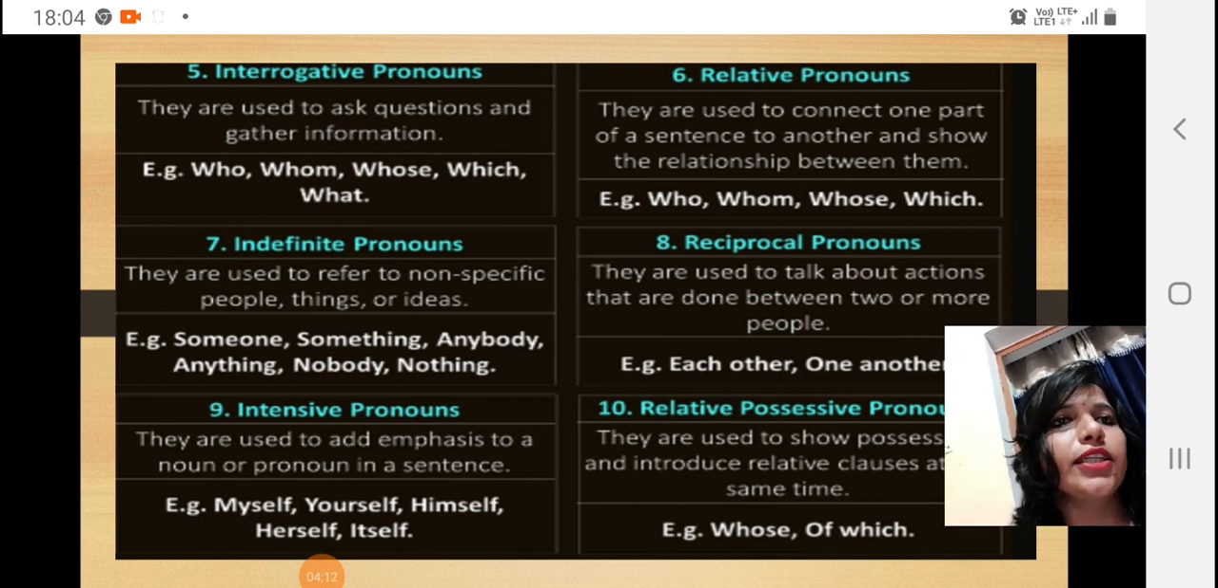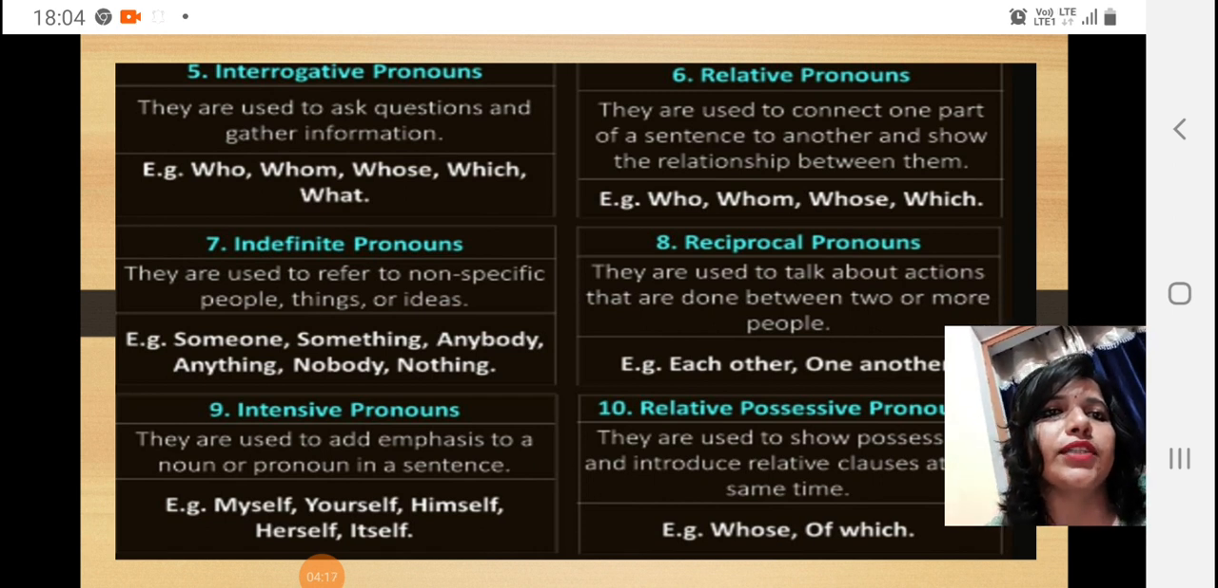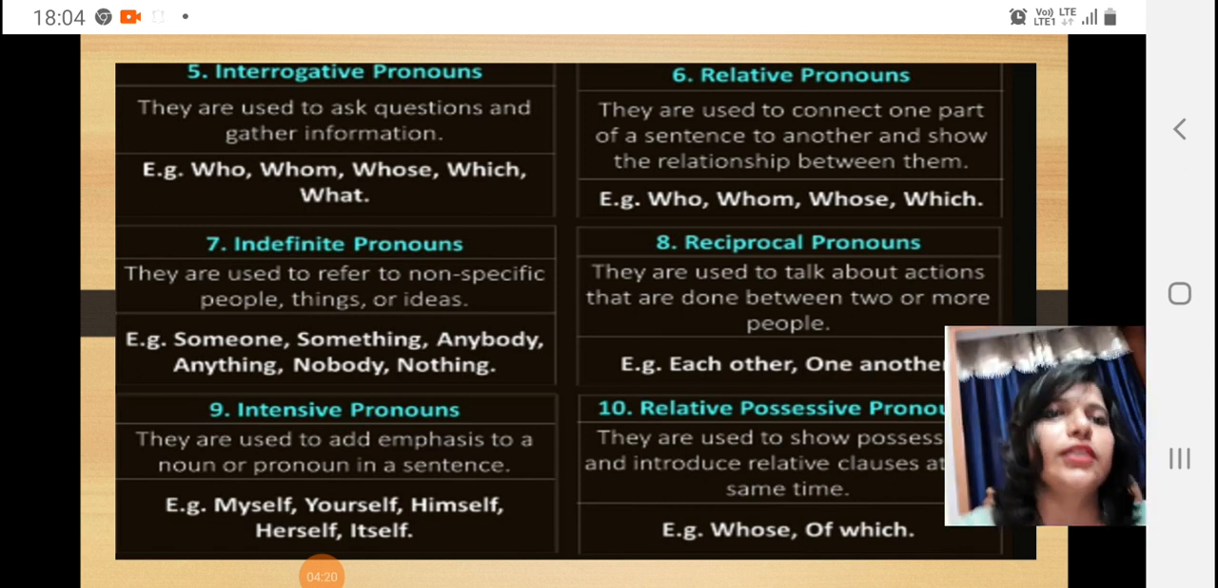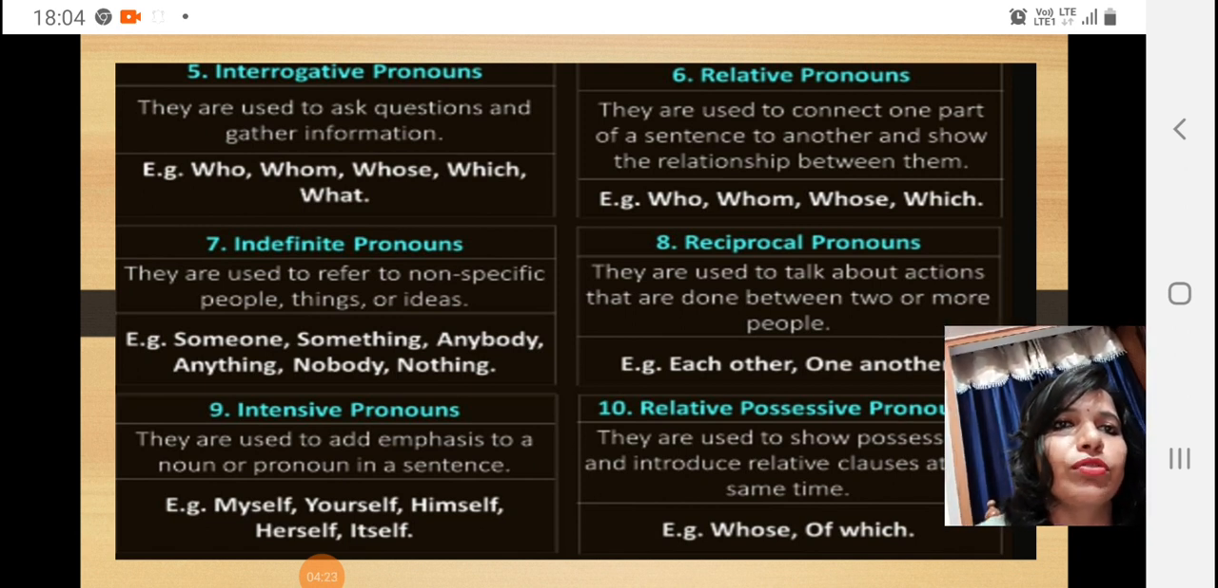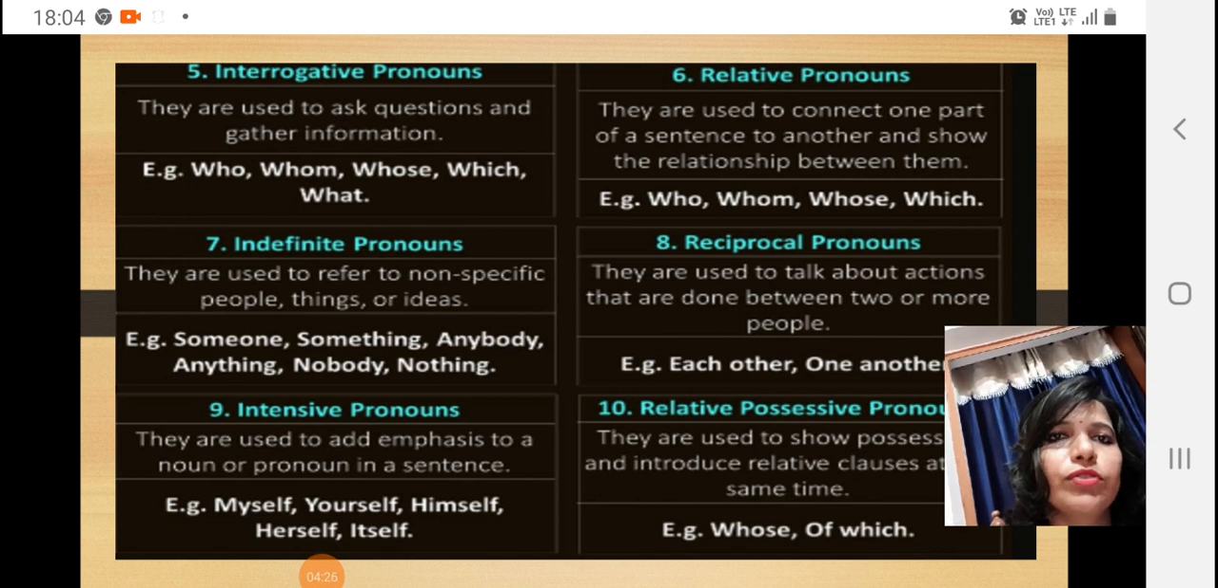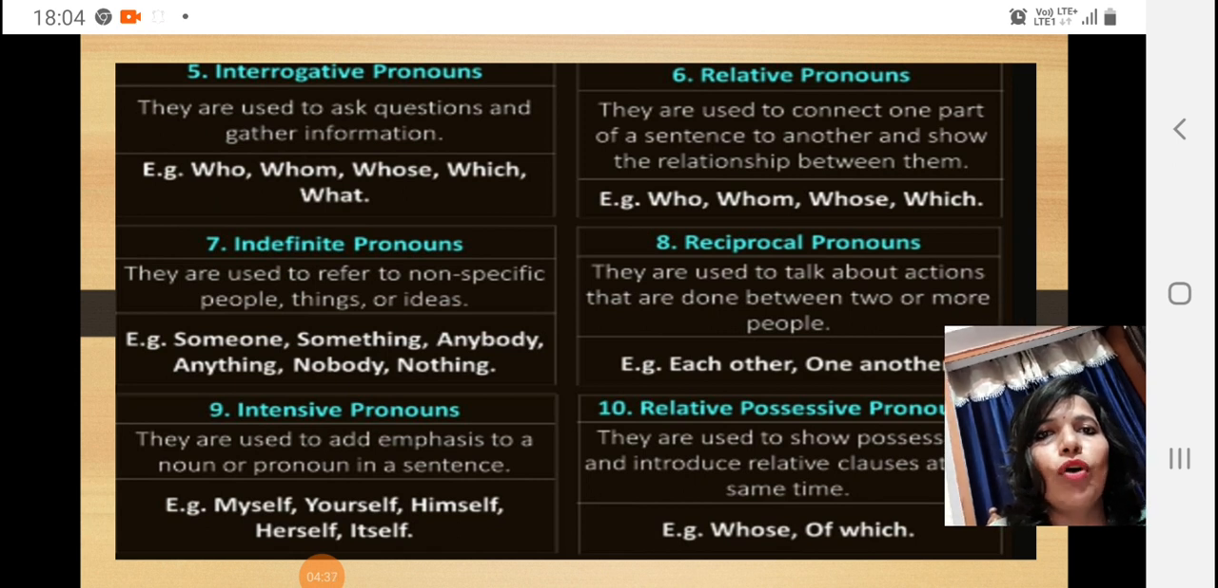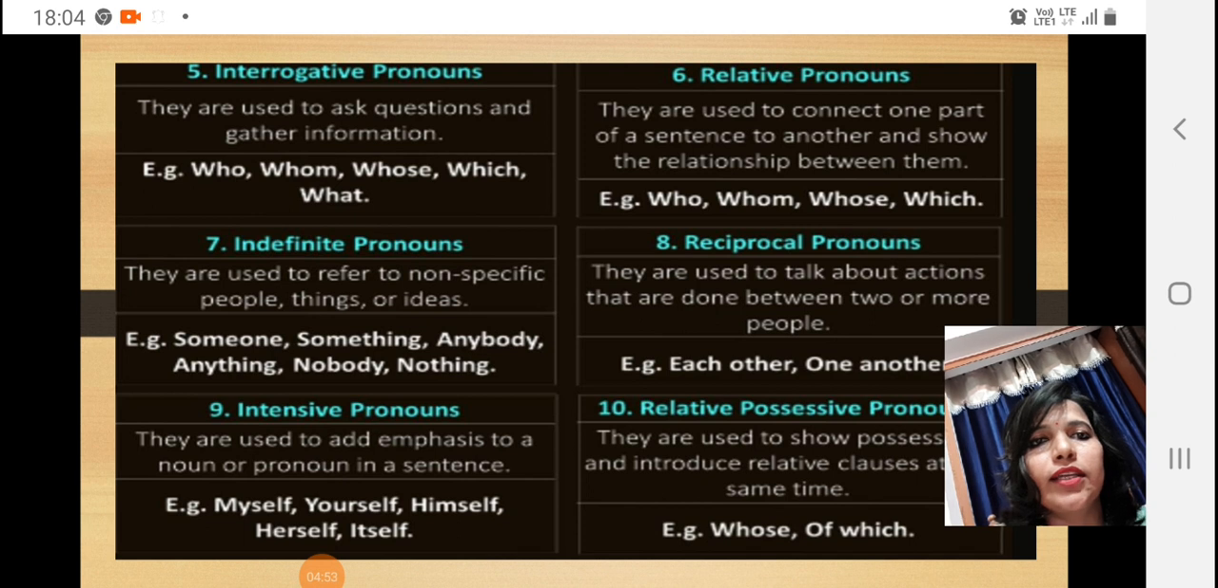Next are relative pronouns. Relative pronouns show the relationship between two sentences. Something I did, this is the thing and who belongs to this, like that. It shows the relationship between two things, people, or ideas. Indefinite pronouns are used to refer to non-specific people, things, or ideas. They don't specify something, and they are used as someone, something, anybody, nobody, nothing, like that.